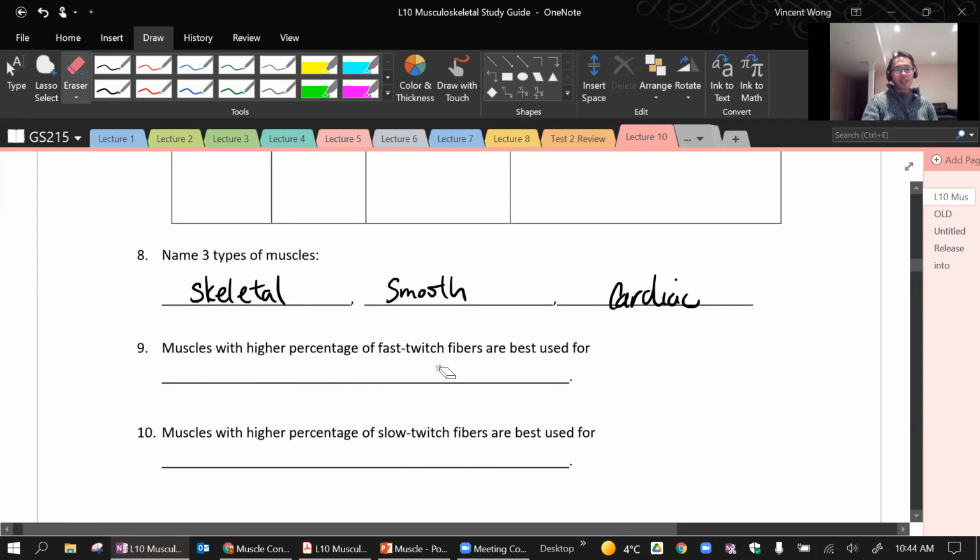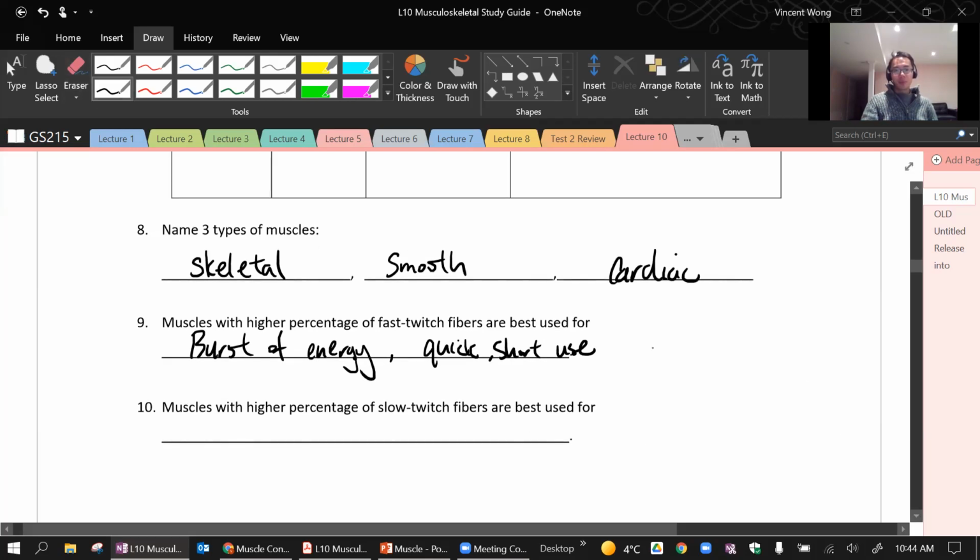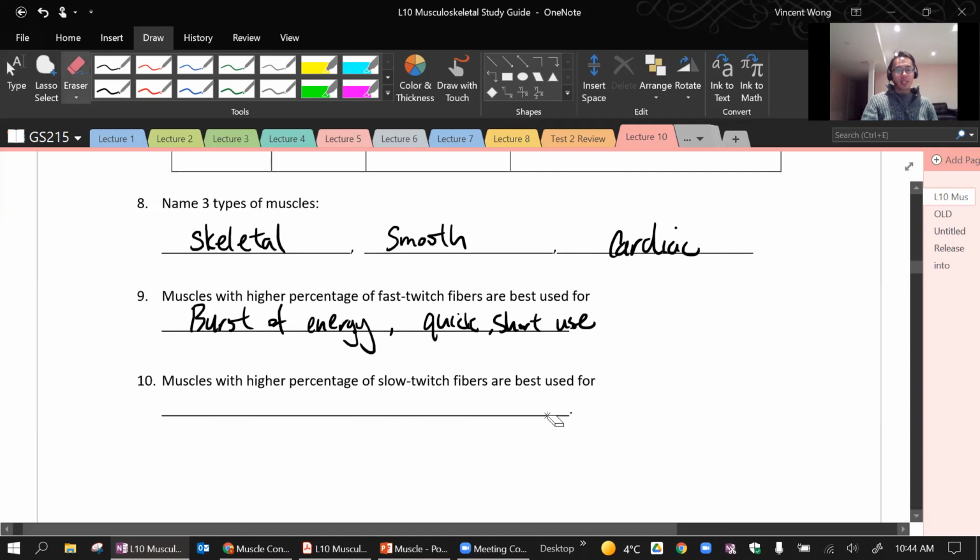Muscle with a high percentage of fast twitch fibers are best for bursts of energy. Quick, short use. Okay. Sprinting, catching a ball, jumping out of the way when something dangerous is going towards you.